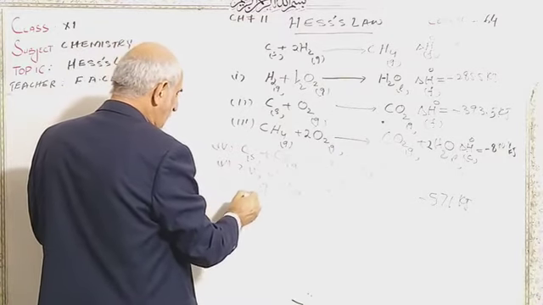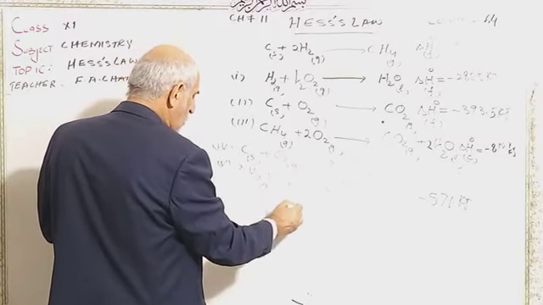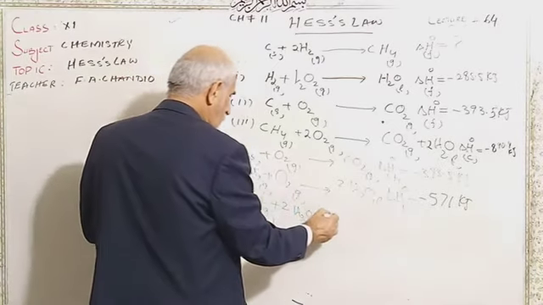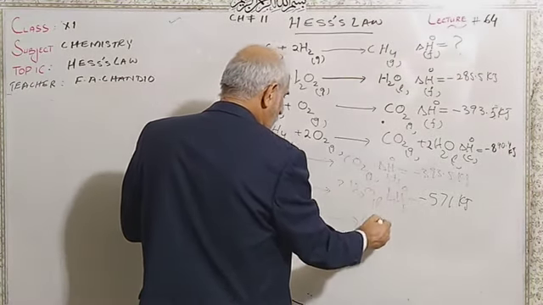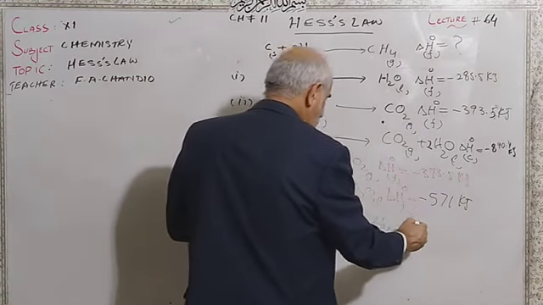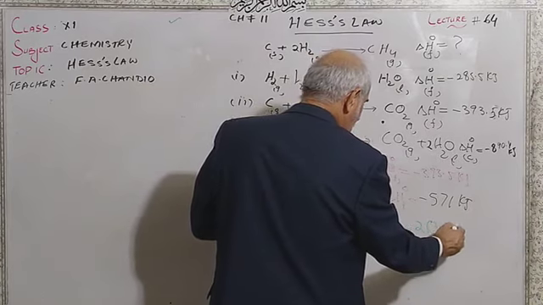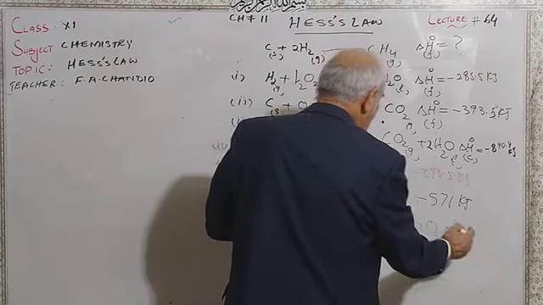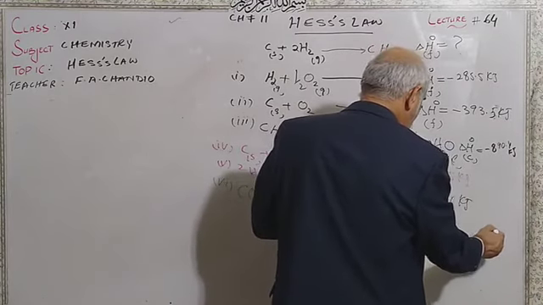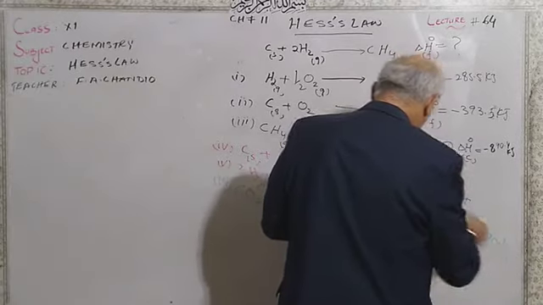So this is carbon dioxide gas plus 2 moles of water liquid to form 1 mole of methane gas plus 2 moles of oxygen gas. I just reverse this equation, so the sign is going to be changed to plus 890.4 kilojoules.